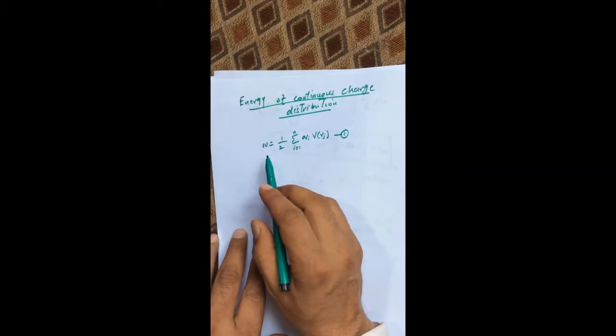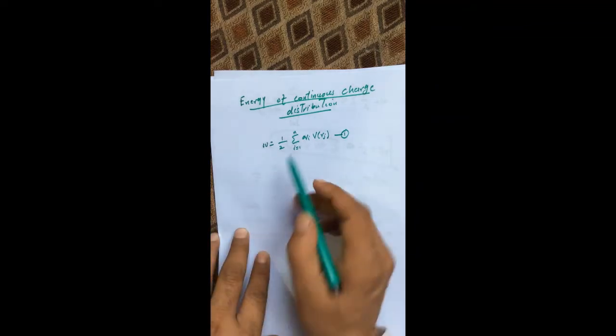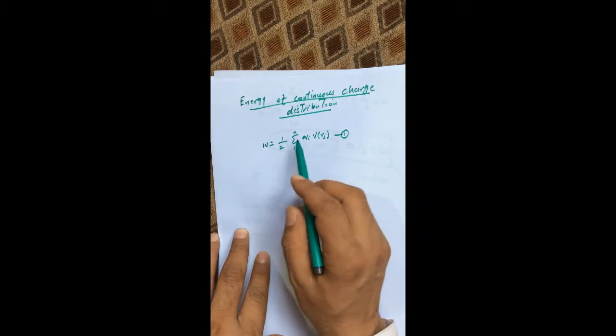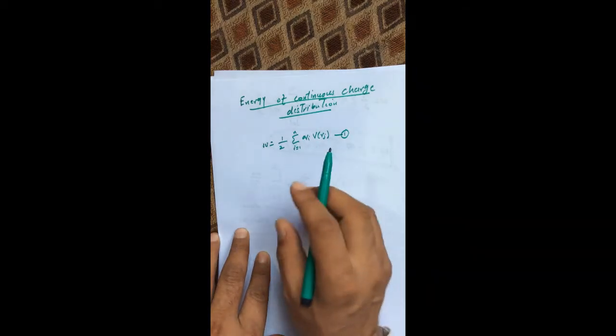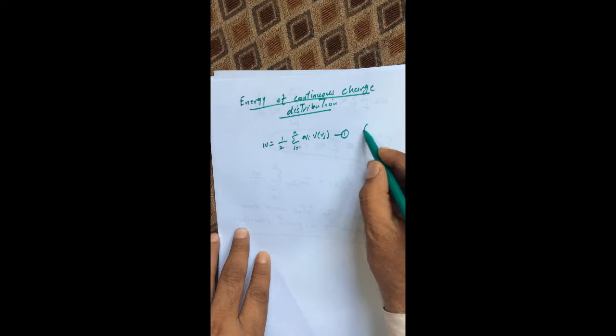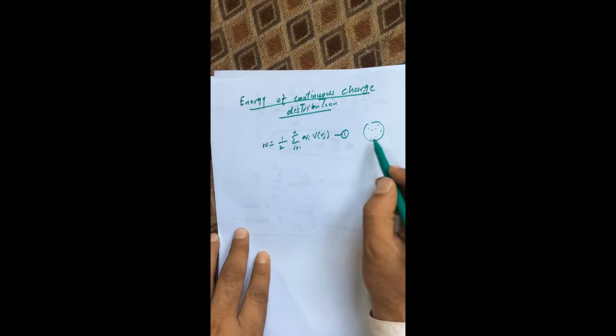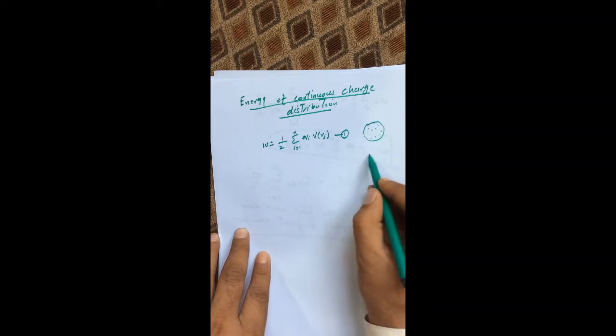Now this work done can be stored in the form of potential energy. This is the expression for assembling point charges, which are located at infinity, and bringing those point charges to a specific region. But if the number is uncountable, like we bring a large number of charges such that the assembly looks like a continuous charge distribution, it looks like this. So here we have charges, here we have charges, here we have charges. So it looks like a continuous charge distribution.